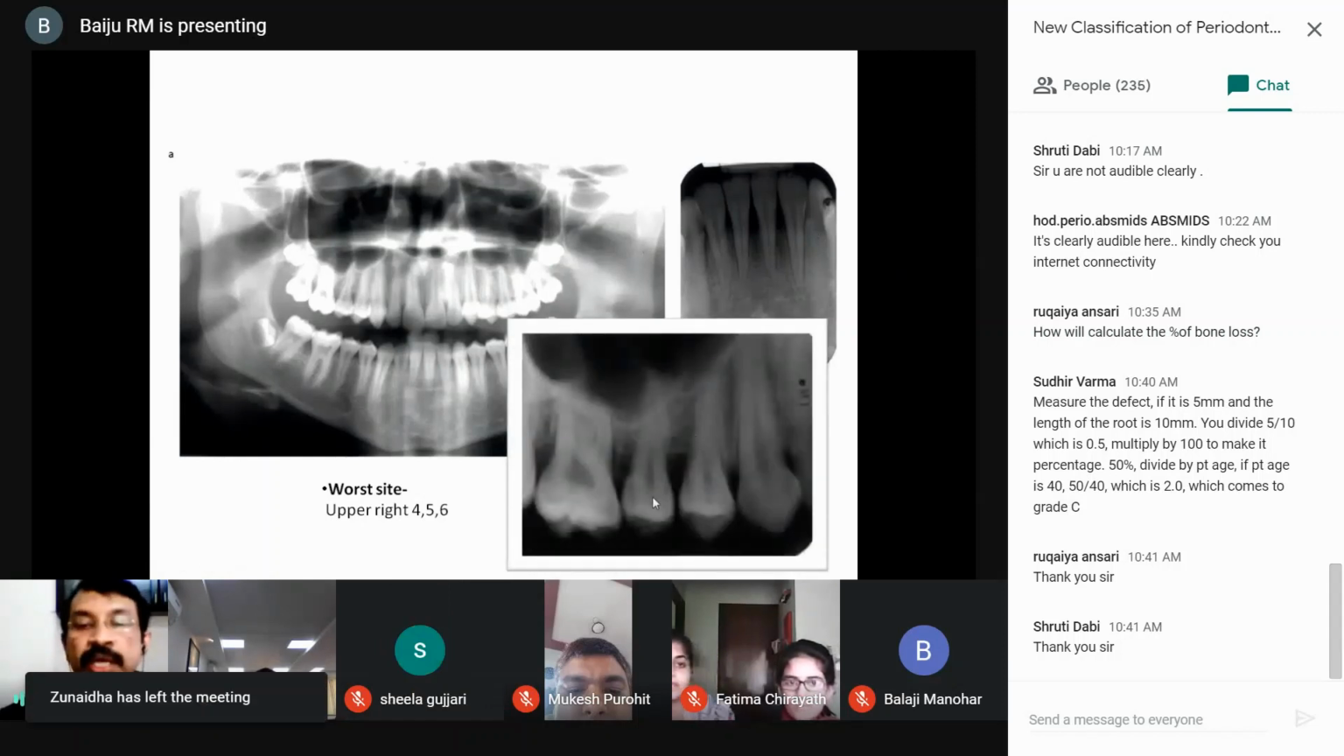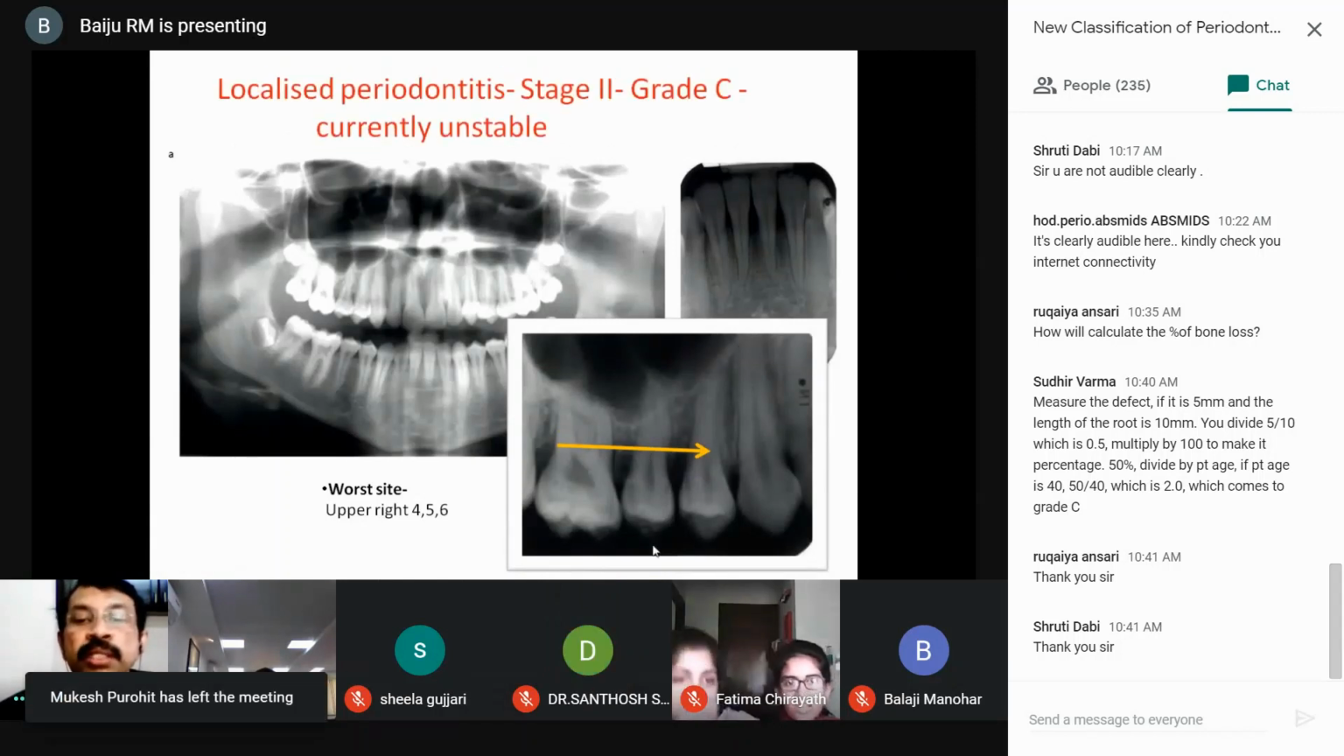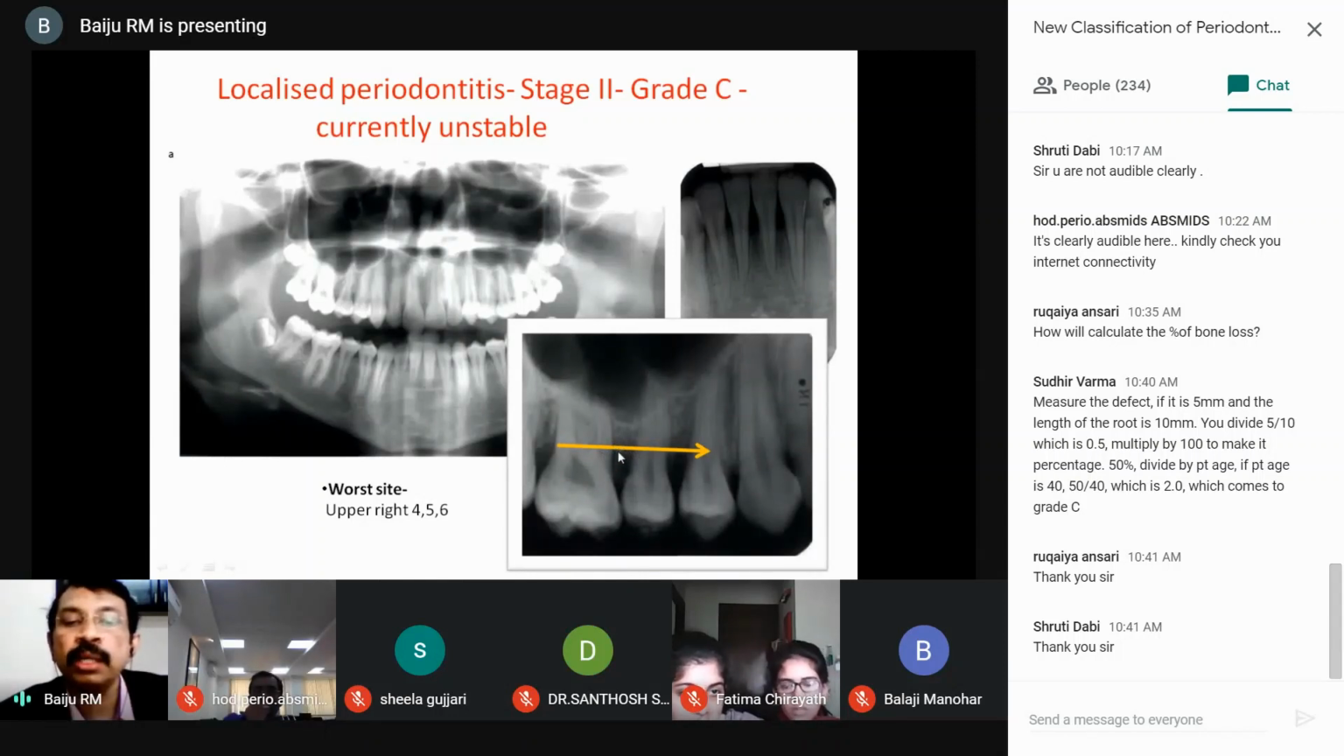So this is the worst site, the 16-15 region of this patient, where the bone loss has reached only up to the coronal third of the root. It has not progressed to the middle. When it is the coronal third, it is up to 33% bone loss. We call it stage 2.